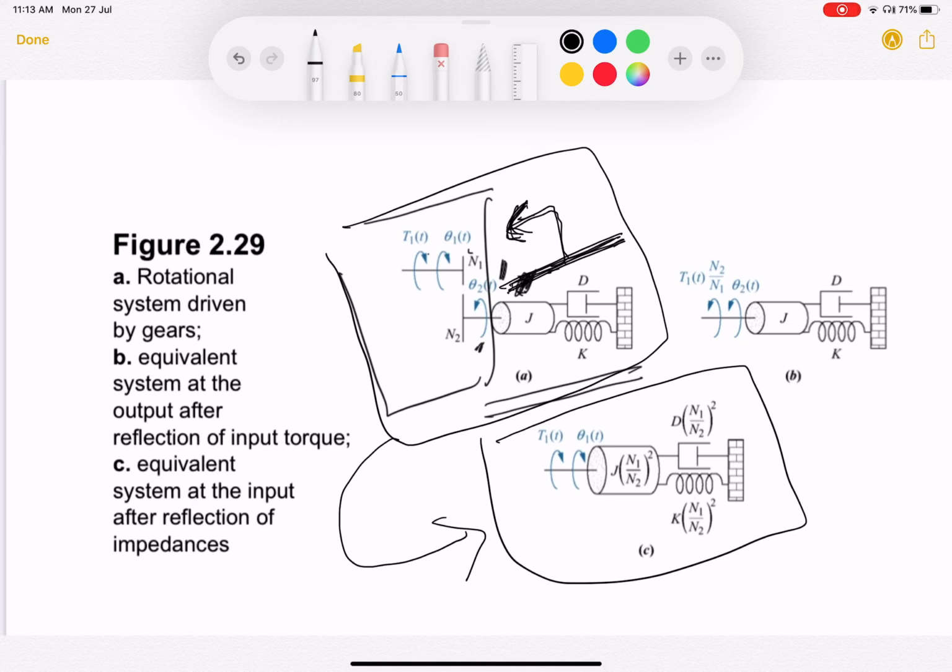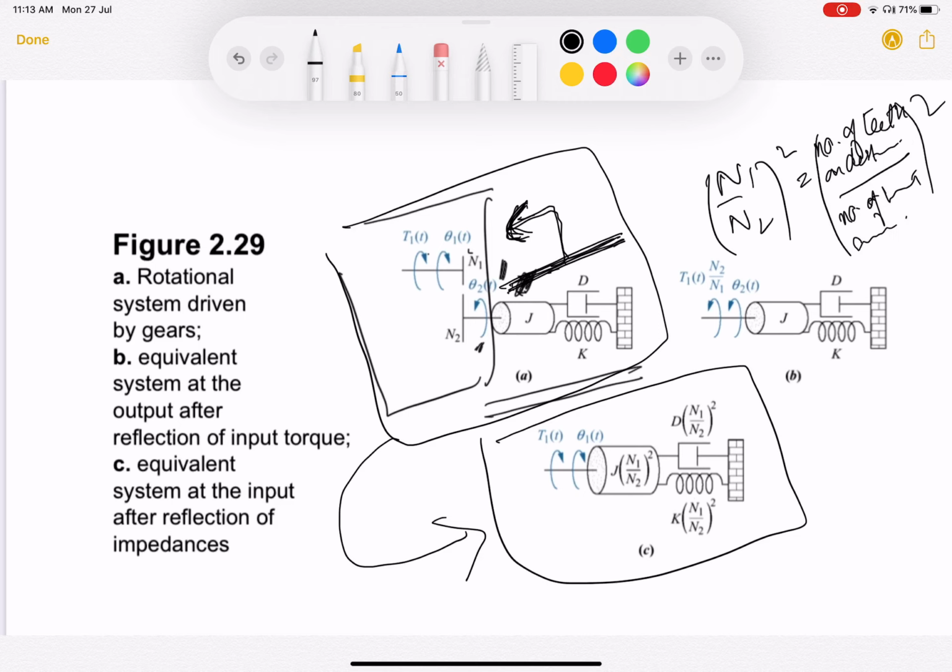And when you did this, you multiplied all the impedances by a ratio given by n1 by n2 whole square, which is the number of teeth on the destination shaft divided by number of teeth on the source shaft. So what does the gear do? The gear equivalently changes the impedances that the torque is actually facing. And if you want to remove the gear and draw the equivalent diagram, you can shift to any shaft, but the impedance that you shift to the shaft will be a reflected impedance, and it would be equal to number of teeth on the destination shaft divided by number of teeth on the source shaft, right?